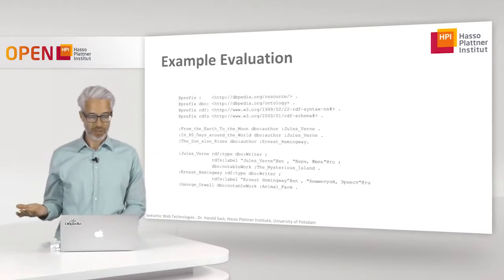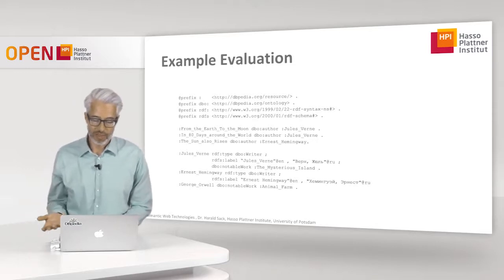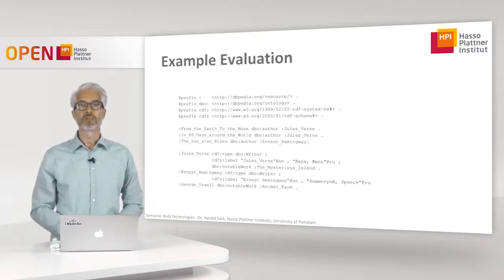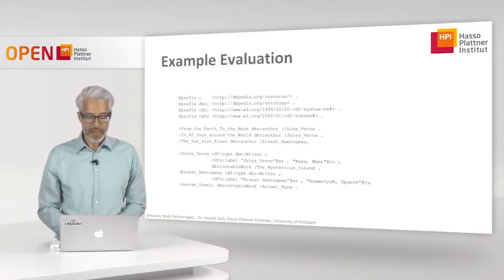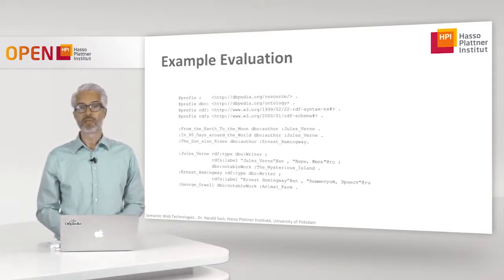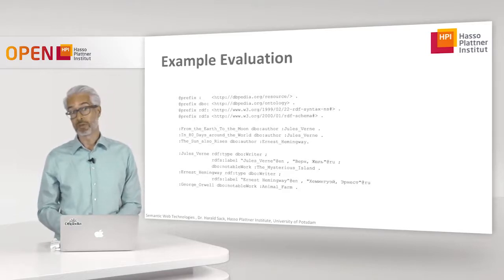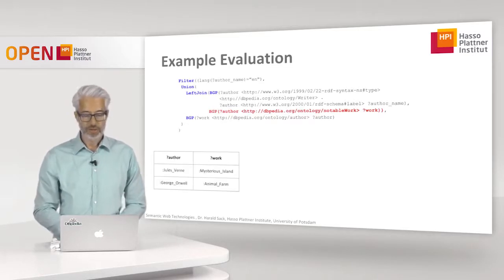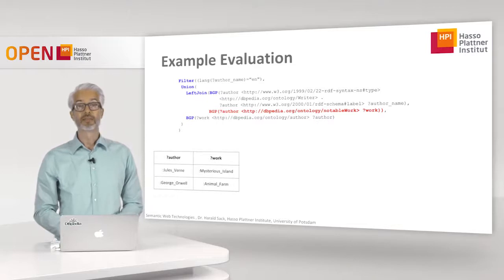Then we have some information about Jules Verne, which says Jules Verne is a writer, and we have several labels, one in English, one in Russian, and we say a notable work of Jules Verne is The Mysterious Island. Then we have Ernest Hemingway, who is also an author, and again a label in English and a label in Russian. Then we have George Orwell, and for George Orwell, we only have notable work, which is Animal Farm.